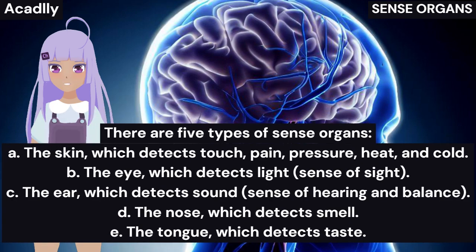A. The skin, which detects touch, pain, pressure, heat, and cold. B. The eye, which detects light, sense of sight. C. The ear, which detects sound, sense of hearing and balance. D. The nose, which detects smell. E. The tongue, which detects taste.